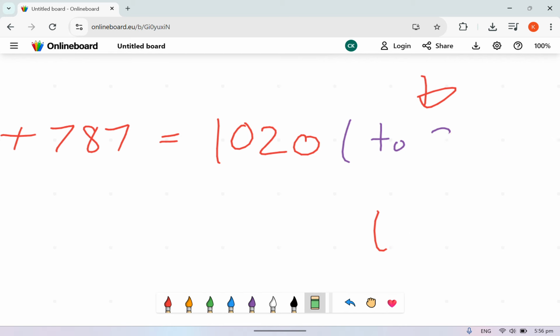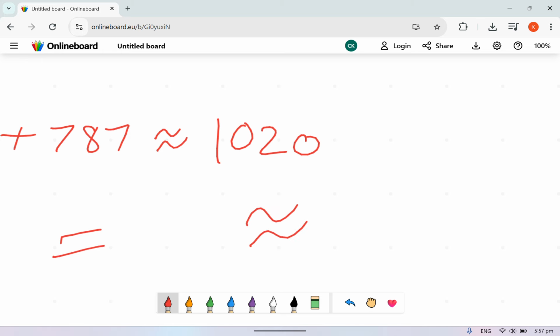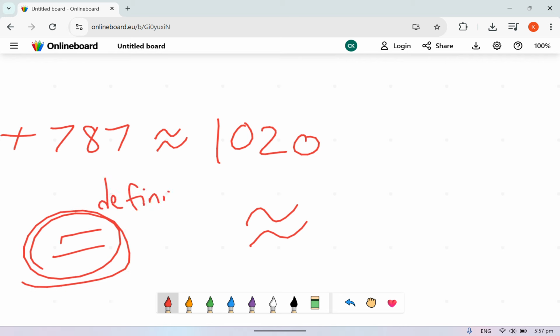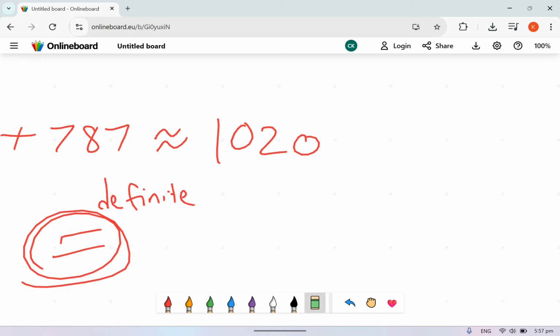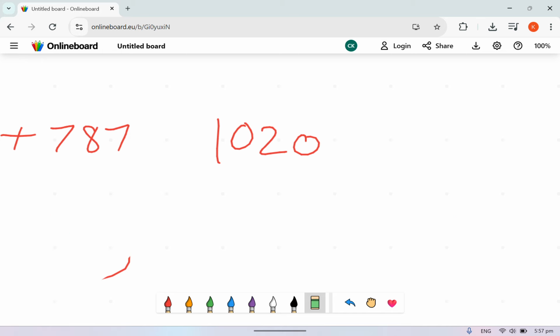Another way to do this is to use the estimation sign. This is the equal sign, and this is the estimation sign. If I use the equal sign, that means it's definite: this plus this is definitely this. But the estimation sign is used when you round, after you round it. You can also use this, but I usually like the first method, which is to use the equal sign and then put to 3 SF, because it looks more formal and makes it clear that I am trying to give the answer to 3 SF, and people understand.